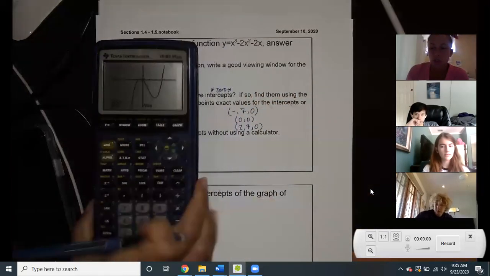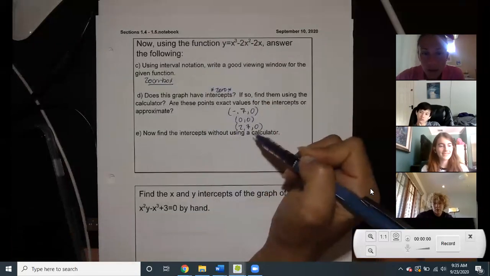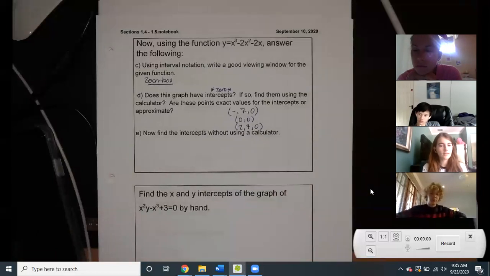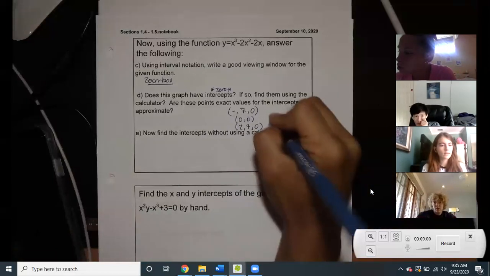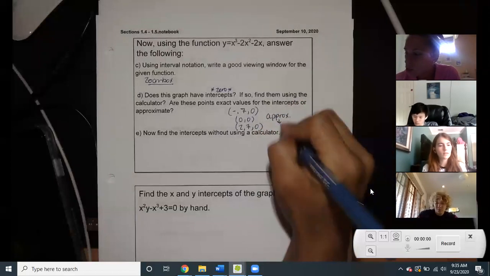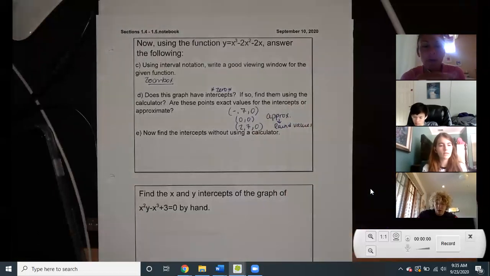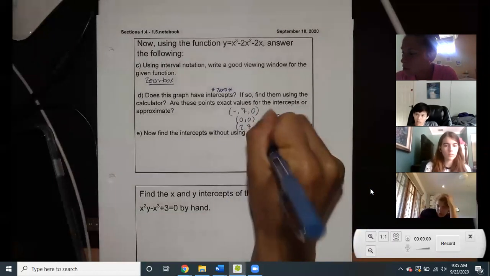Okay, so are these intercepts exact values or are they approximate values? Approximate? Yes. Okay, so these are approximate because I had to round these. Okay, so we had to round the values, and so that's what makes them approximate. So if I ask you on the quiz to find approximate values, this is what you would do. You'd use your calculator, you would round to whatever place I tell you to round to. But if you want to find the intercepts without using a calculator, those are going to be exact values.